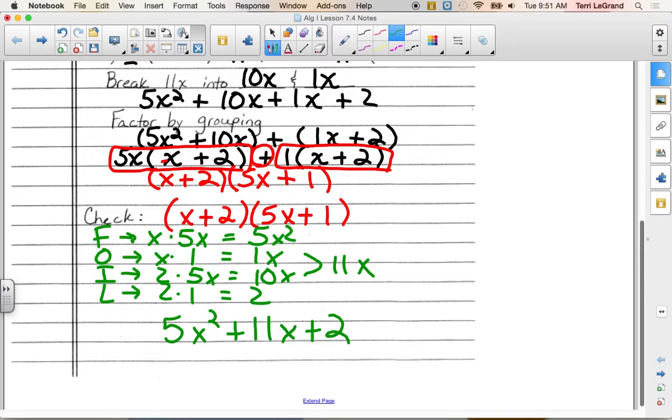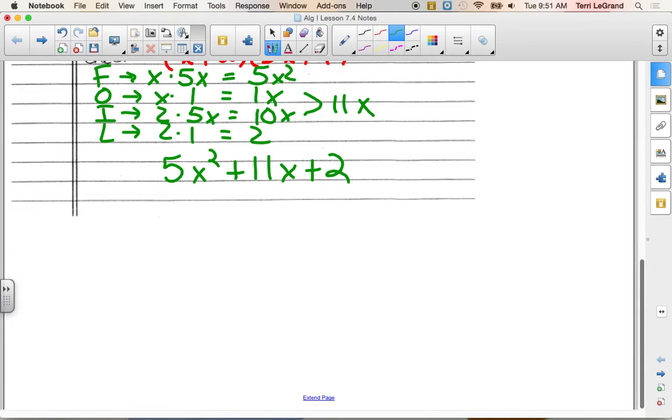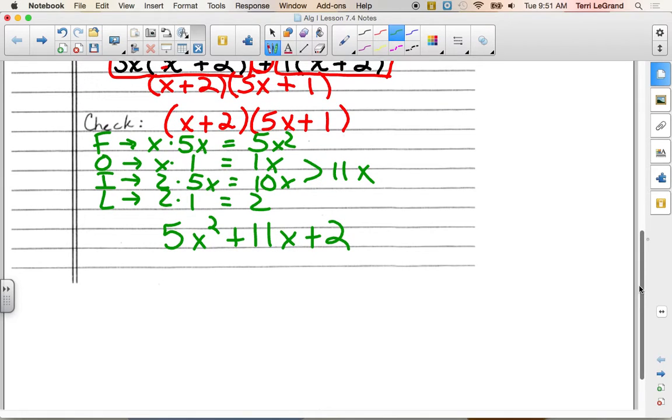And of course, the goal is to come back to 5x squared plus 11x plus 2, because it actually does multiply out, not because that's what we want it to become. Right? Because if it doesn't, go back and try it again. You've got to learn how to do it.